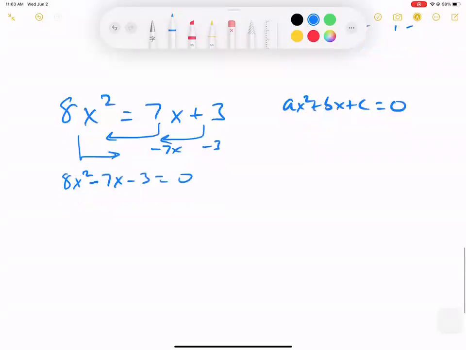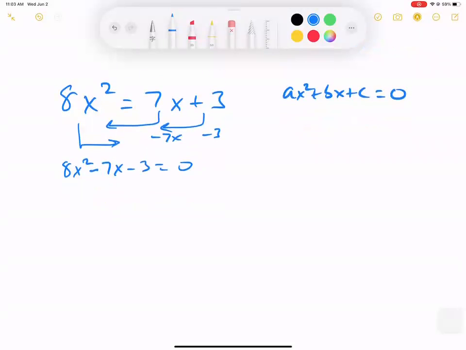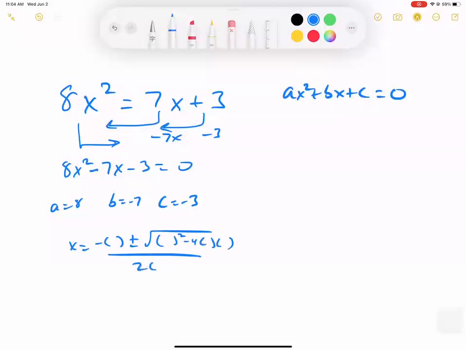Now that we have our standard form here, we can write a is equal to 8, b is equal to negative 7, c is equal to negative 3. Careful that you weren't tricked by those negative signs. x equals negative b plus and minus the square root of b squared minus 4ac, all over 2a. All right, perfect. Let's go ahead and plug in those numbers. x equals negative b, which is negative 7, plus or minus the square root of b squared, which is negative 7 again, minus 4ac, all over 2a.